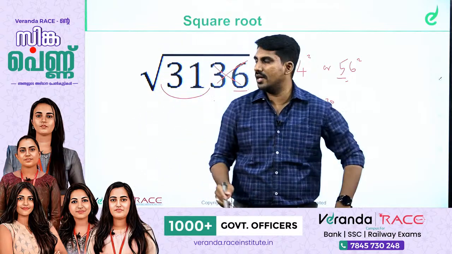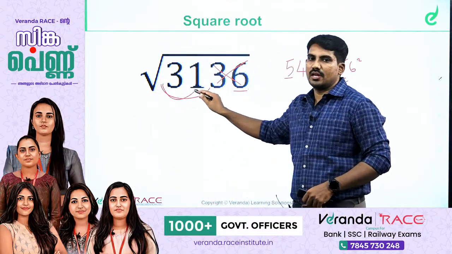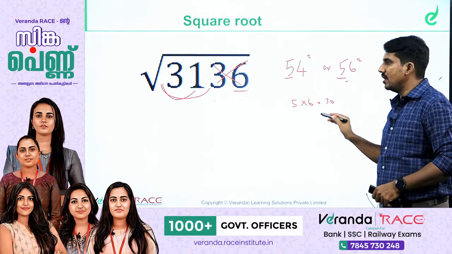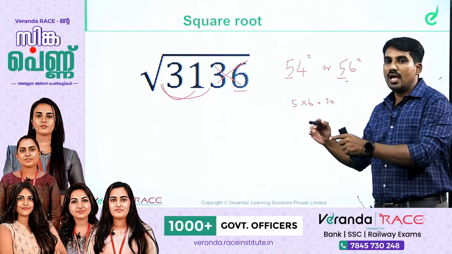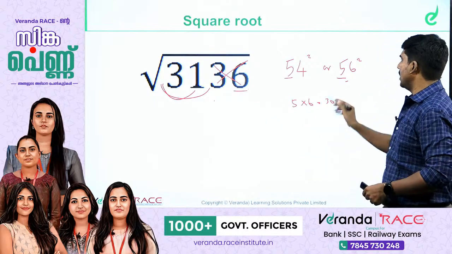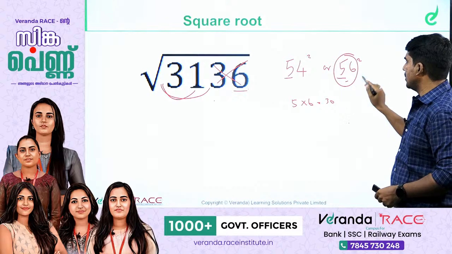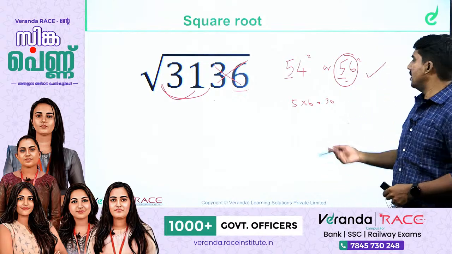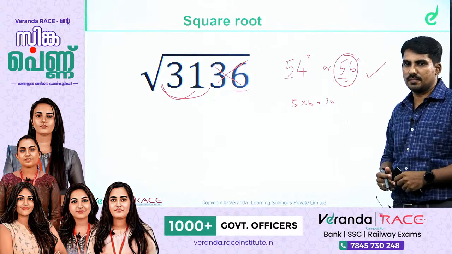30. But here, what is the number we are having? 31. Therefore, 5 into the next number is 30, but we have 31. Greater. That means choose the greater number. This is the right answer. Clear? Greater means we have to choose the greater number.